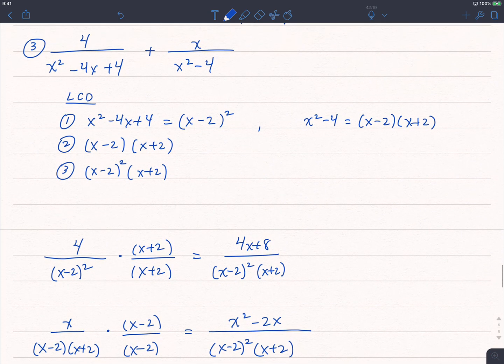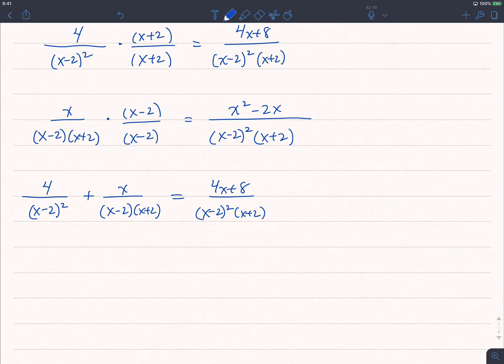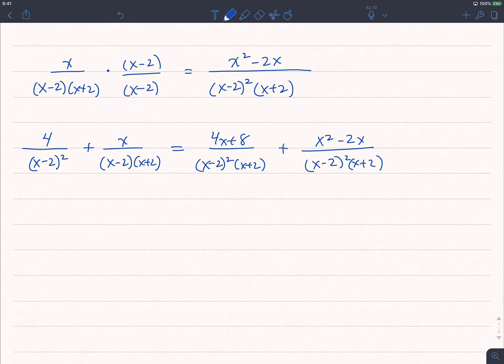Wait, are we subtracting here? No, we're adding. Okay, plus. And we change the second fraction to x squared minus 2x in the numerator and the LCD that we found in the denominator. So again, we see that we have two fractions with the same denominator, so we can combine their numerators. And we have x squared. We have a positive 4x and a negative 2x. This is a 2x plus 8.